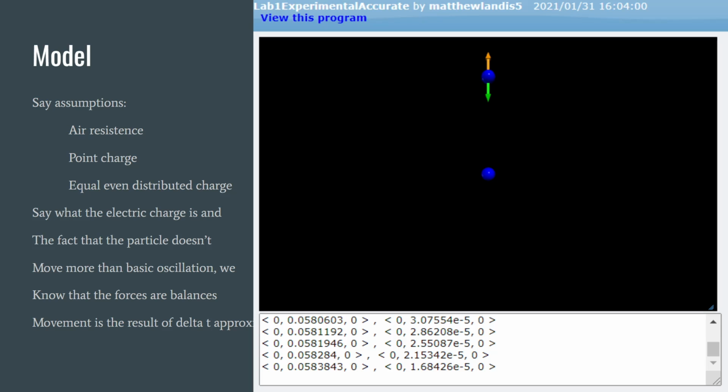In order to create my model, I had to make some assumptions. These included neglecting air resistance and treating charged tapes as point charges. That last assumption can be made by assuming that the two tapes have equal, evenly distributed charges. The completed model shows that the electrical charges for both tapes are approximately 2.4 times 10 to the negative 8 coulombs. This is demonstrated by the fact that the particle does not move more than basic oscillation, meaning that the forces are nearly perfectly balanced. Also, part of the movement can be attributed to the result of approximations due to time interval delta t.